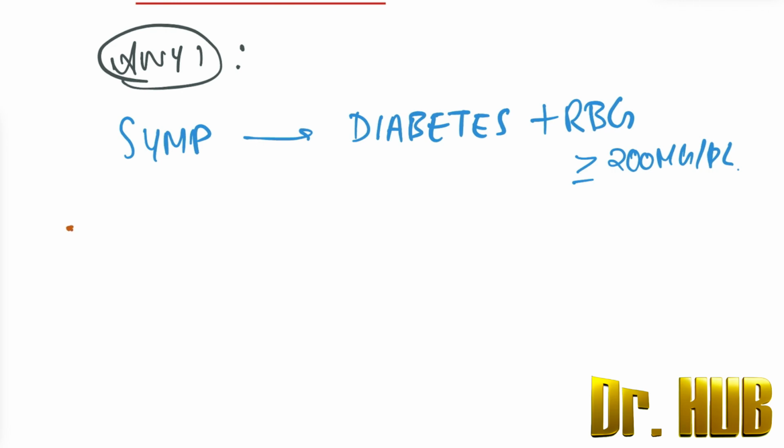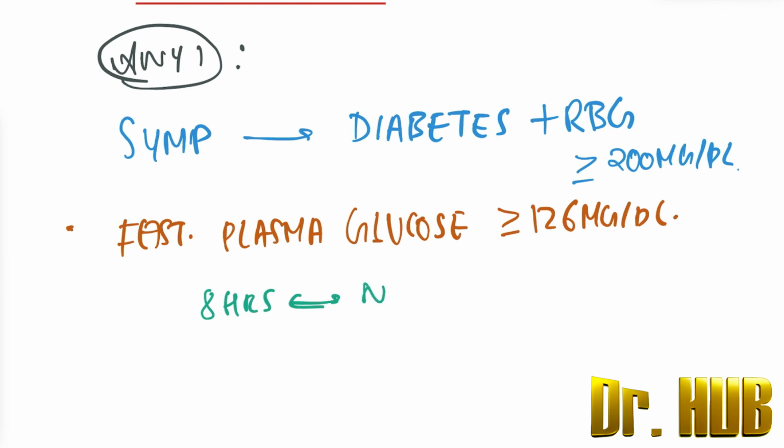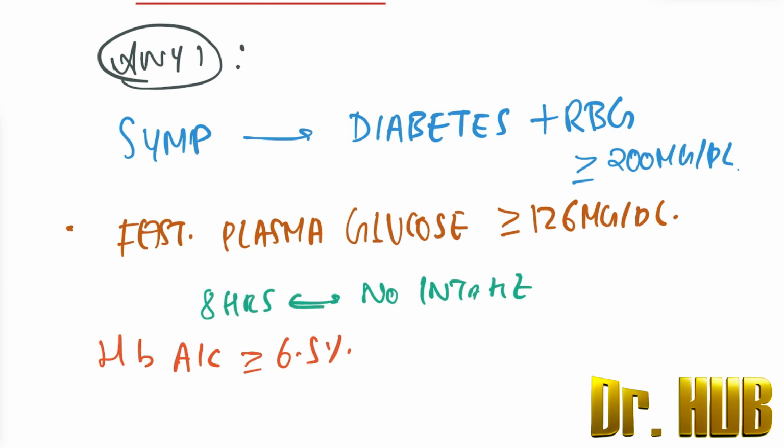Next will be the fasting plasma glucose. So this is greater than 126 mg per dl. And the fasting is defined as no caloric intake for at least 8 hours. So 8 hours you have no intake. Then when you look at hemoglobin A1C, HbA1c will be greater than equal to 6.5%.